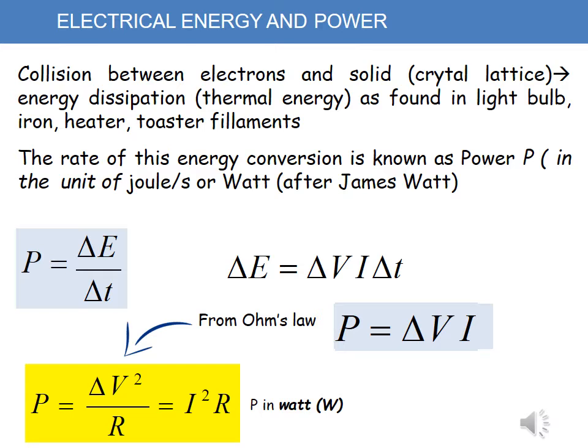P is equal to delta E over delta t. P is the rate of energy conversion from electrical into thermal. And we know that delta E is equal to delta V times I times delta t. And from Ohm's law, we can write this as P equals delta V squared divided by R, or I squared times R.